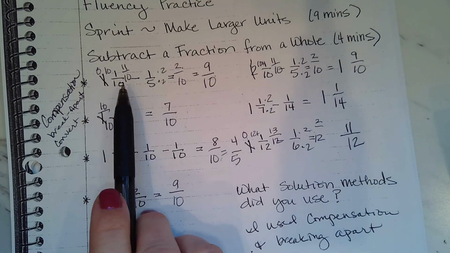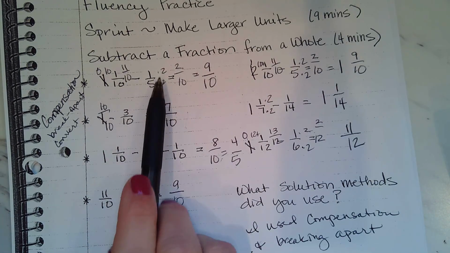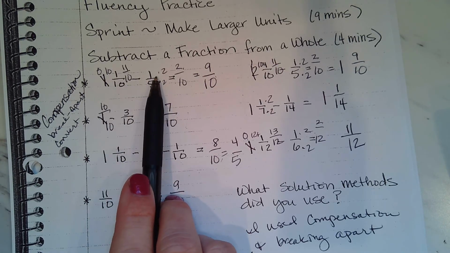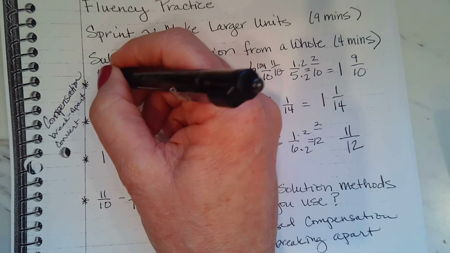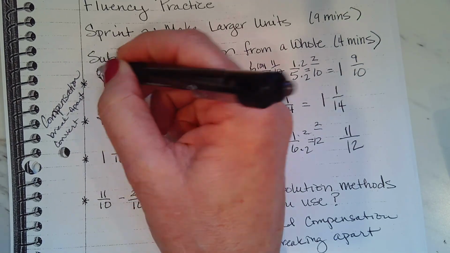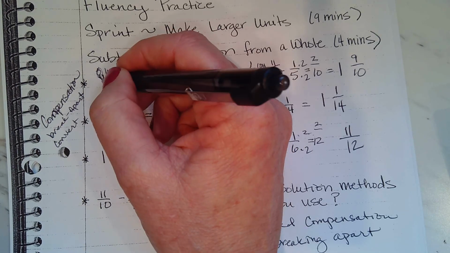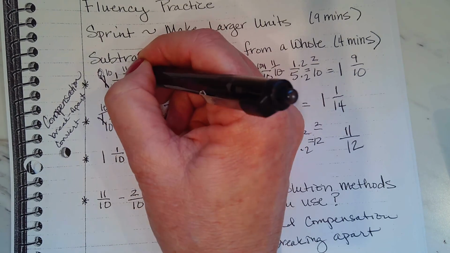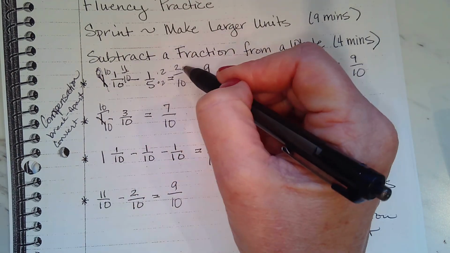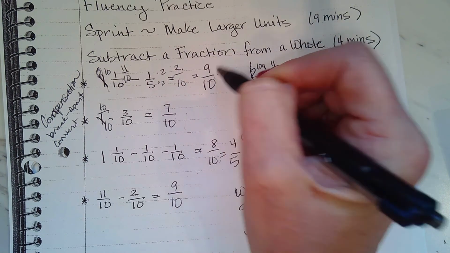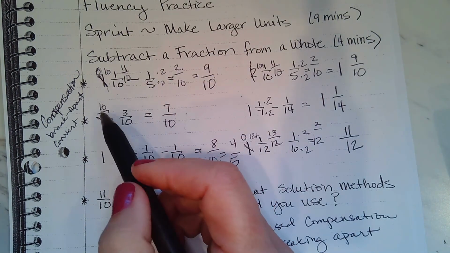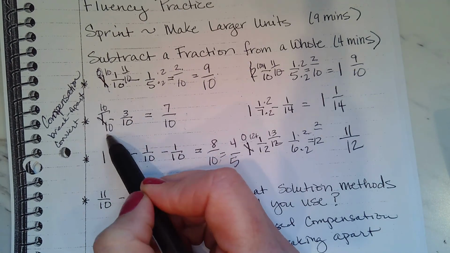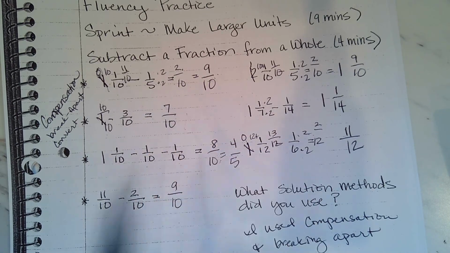So the strategy I used is, well, of course, you have to create a common denominator. And then I realized, well, 1 is still smaller than 2. So I had to compensate and I had to take 1 away from 1, ended up with 0, and then changed it to 10 over 10. 10 plus 1 is 11/10. 11/10 subtract 2/10 is 9/10. Here I subtracted 1, I compensated, I took away 1, and I ended up with 10 over 10. 10 minus 3 is 7/10.